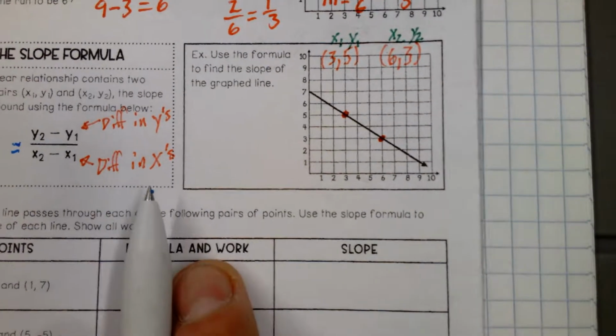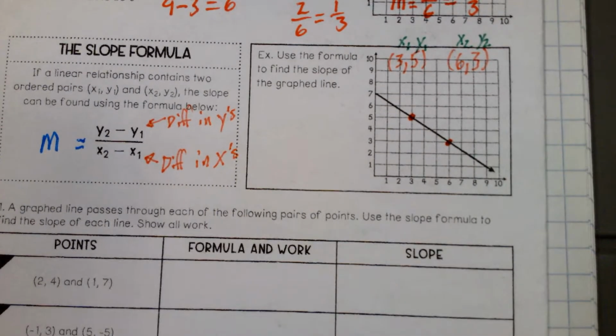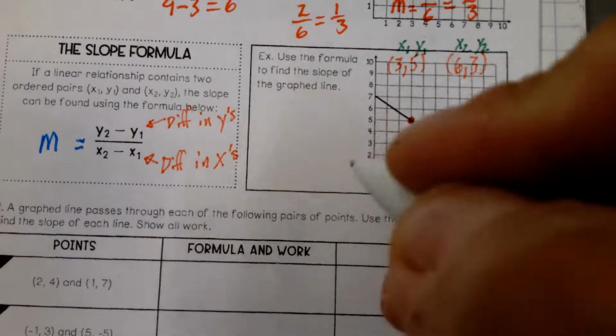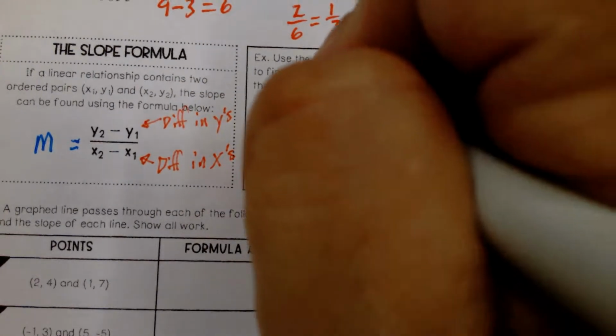And we're going to use this formula. I'm going to give you basically a shortcut for this. So m equals a long fraction bar. Then we're going to subtract on the top, subtract on the bottom.